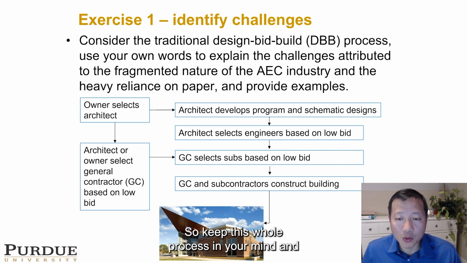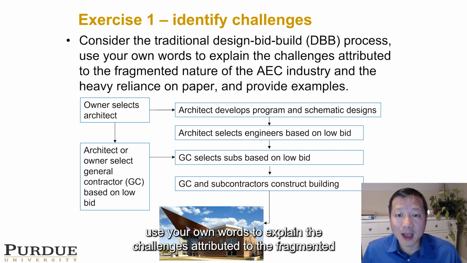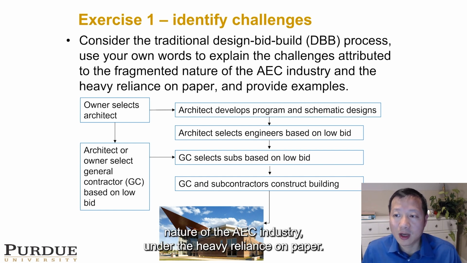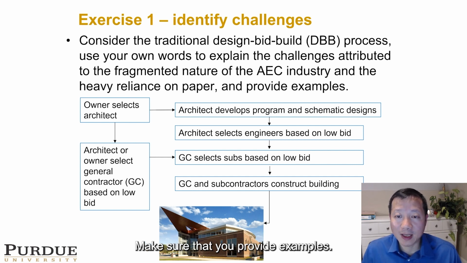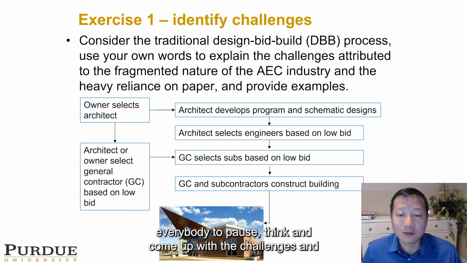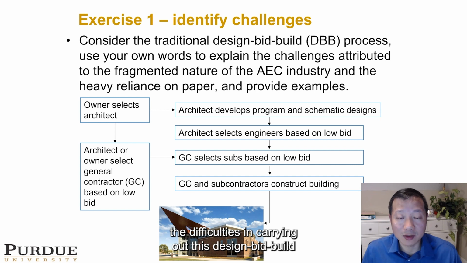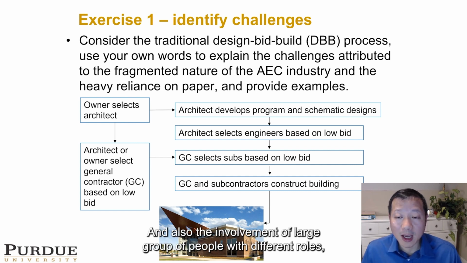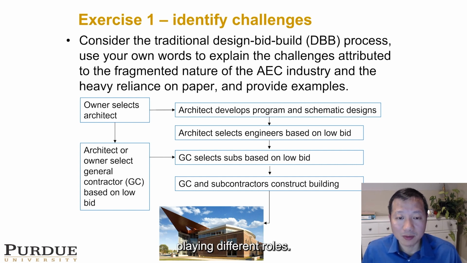Keep this whole process in your mind and use your own words to explain the challenges attributed to the fragmented nature of the AEC industry and the heavy reliance on paper. Make sure that you provide examples. This is a good place for everybody to pause, think, and come up with the challenges and difficulties in carrying out this design-bid-build process with heavy reliance on paper drawings and the involvement of a large group of people playing different roles.